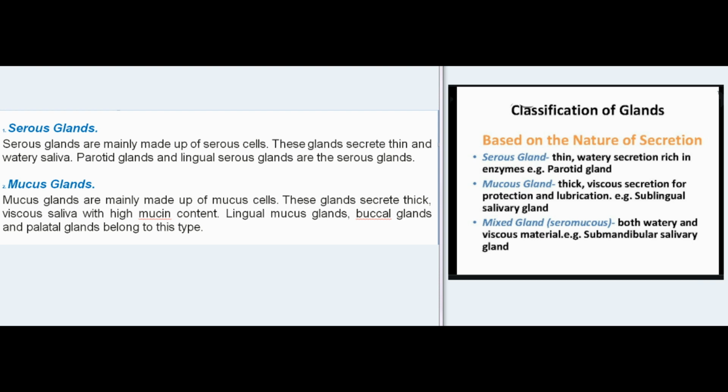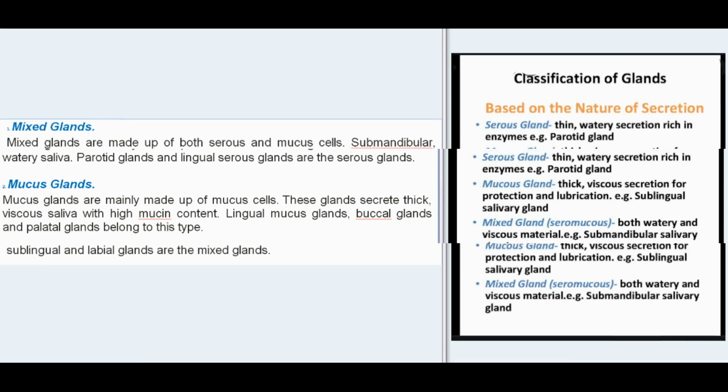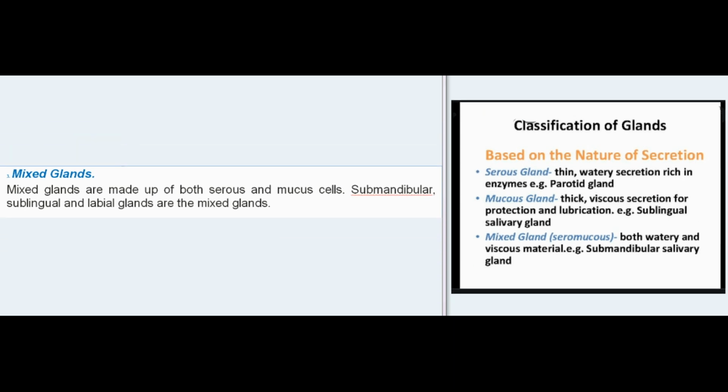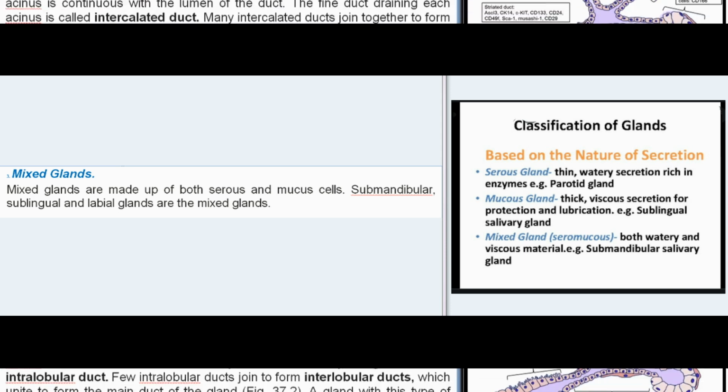Mucous glands. Mucous glands are mainly made up of mucus cells. These glands secrete thick, viscous saliva with high mucin content. Lingual mucous glands, buccal glands, and palatal glands belong to this type. Mixed glands. Mixed glands are made up of both serous and mucus cells. Submandibular, sublingual, and labial glands are the mixed glands.